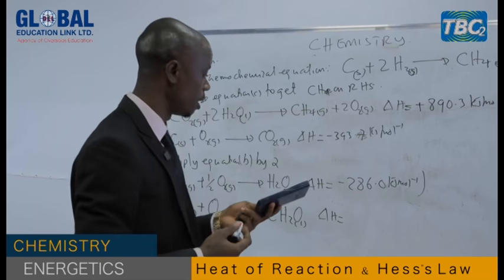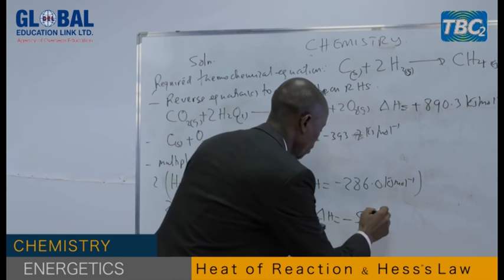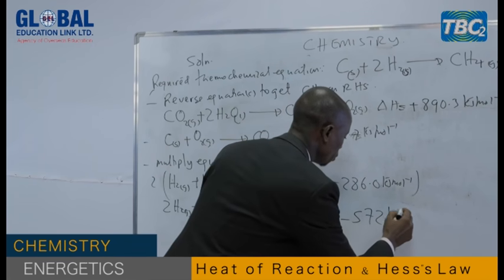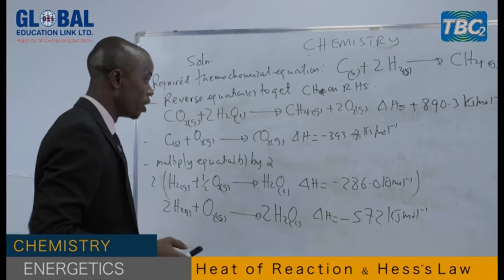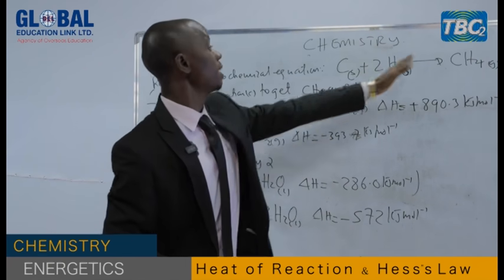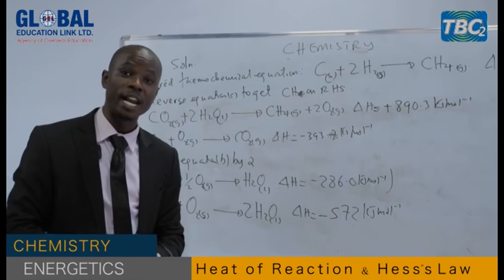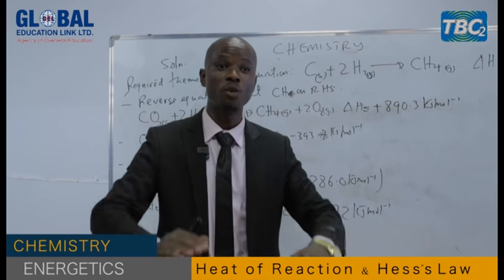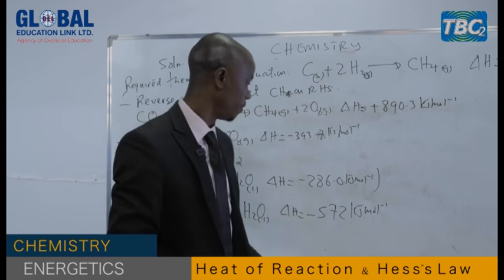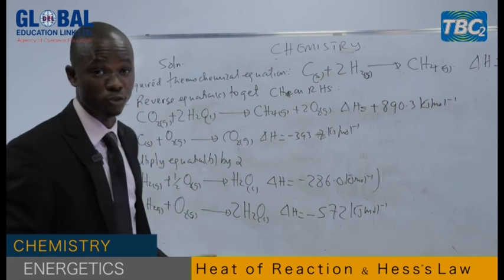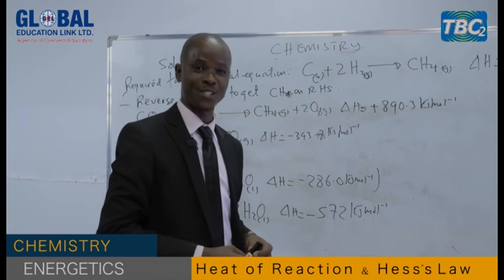When you use your calculator, you're going to get negative 572 kilojoules per mole. So these are the data. You have completed the elements and the product in the required question. Now, the last skill, after you have manipulated the equations, is to add them together with the enthalpy change. And that is the application of Hess's law.